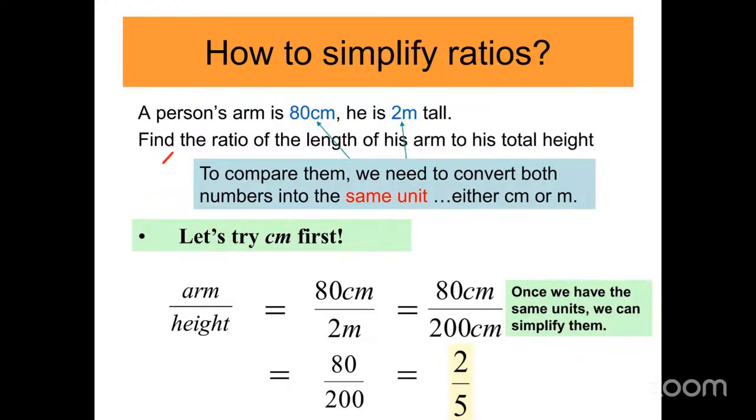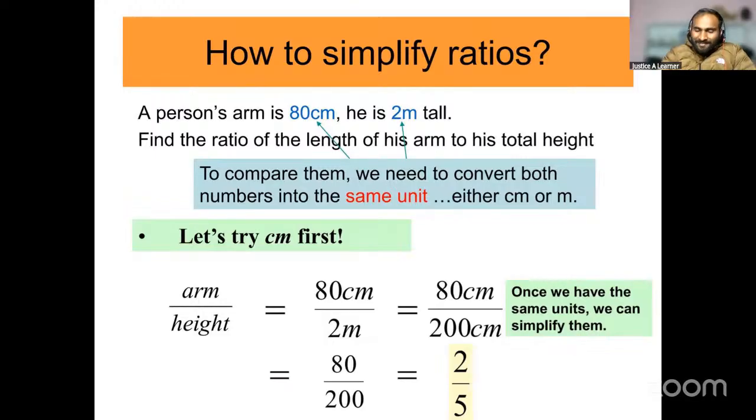So you can now read and then understand. A person's arm is this much long. He is this much tall. Find the ratio of the length of his arm to his total height. I don't even understand the question. Just go ahead, you will understand. Let's try centimeter first.